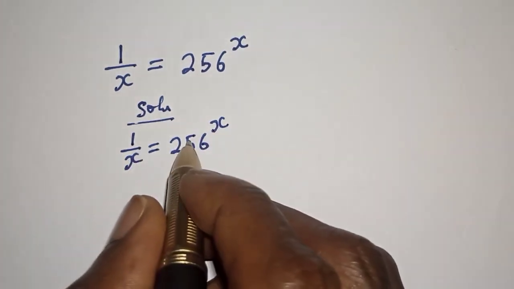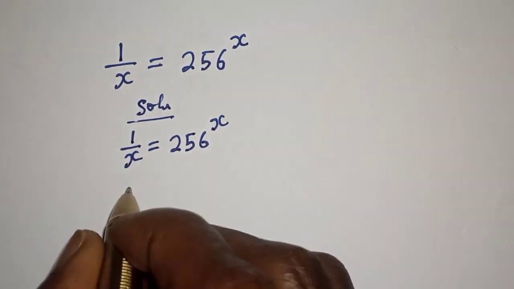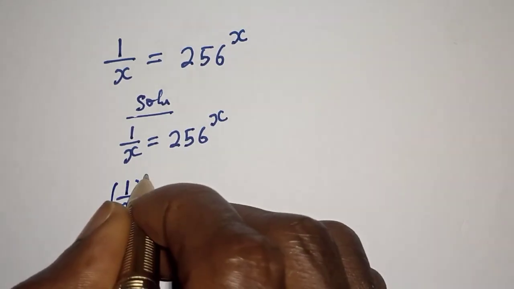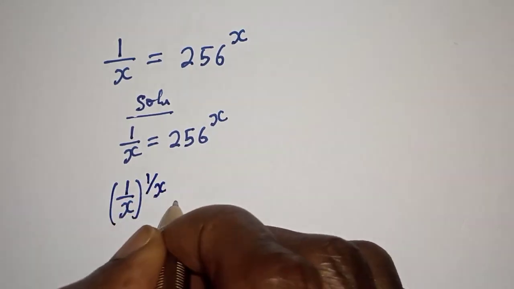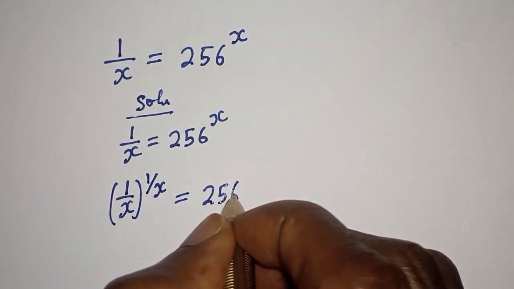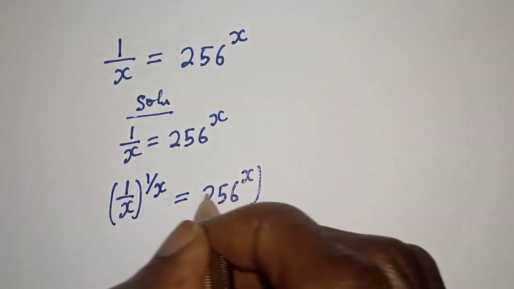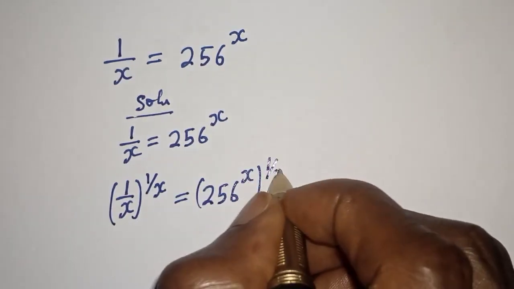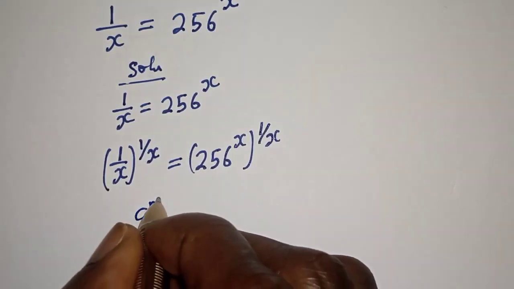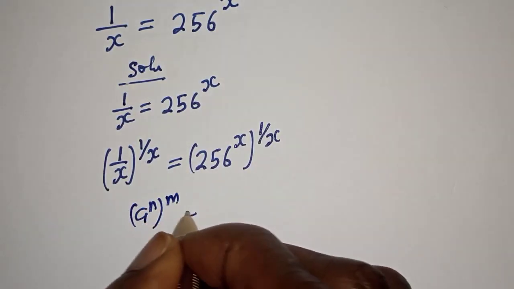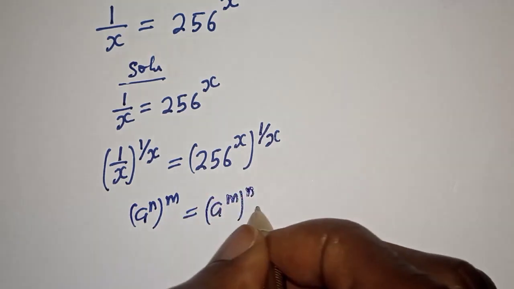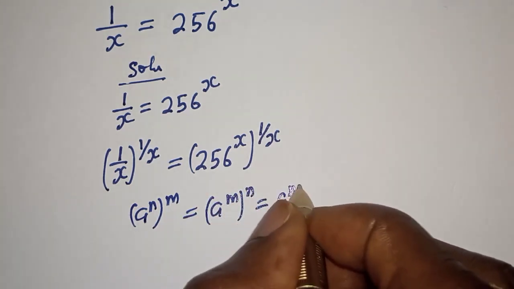Let's raise both sides to the exponent 1 over s. 1 over s to the power of 1 over s is equal to 256 raised to power s, to the power of 1 over s. If you have a raised to power n to the power of m, it is equal to a raised to power m to the power of n, equal to a raised to power nm.